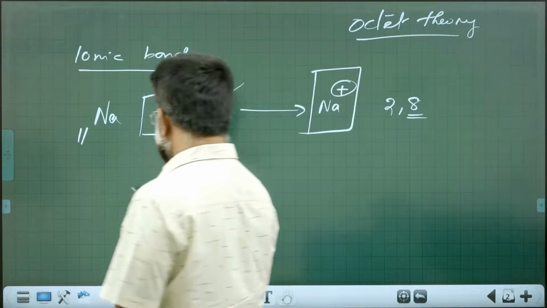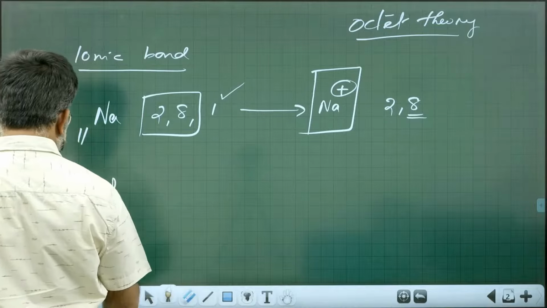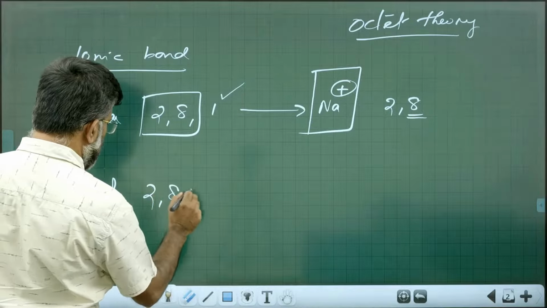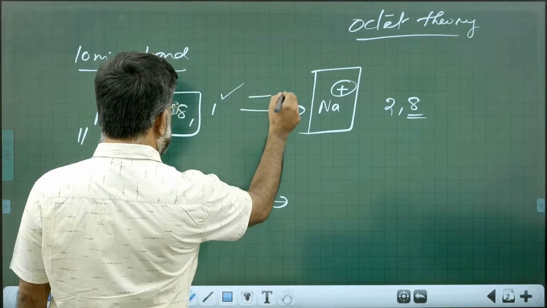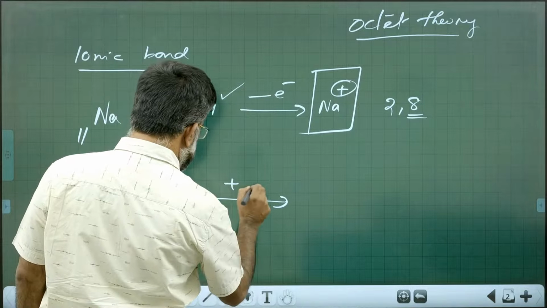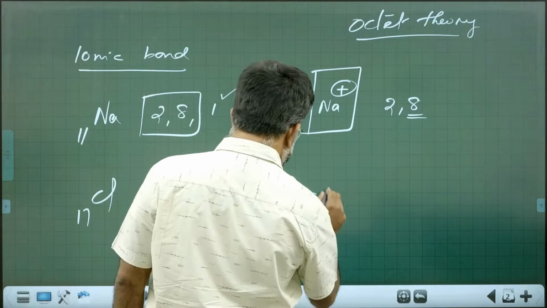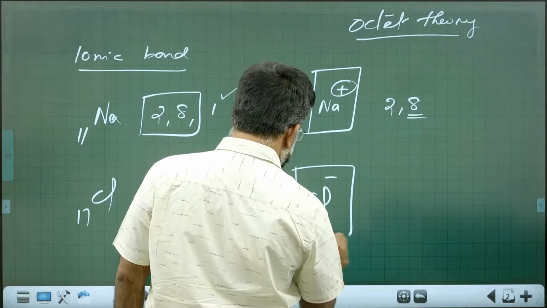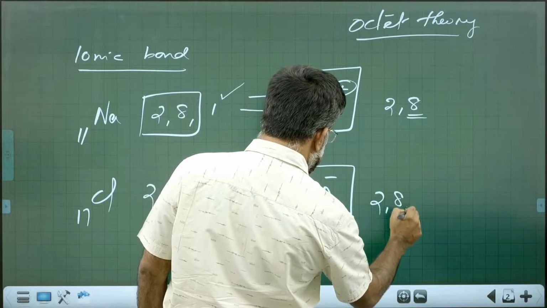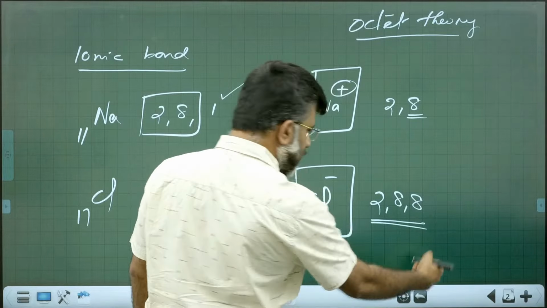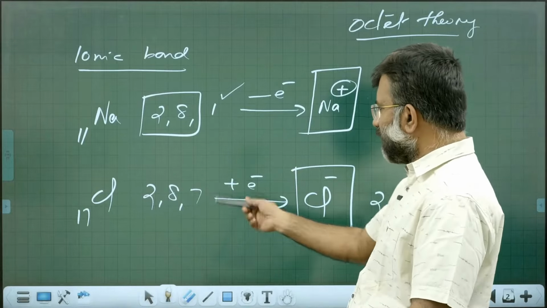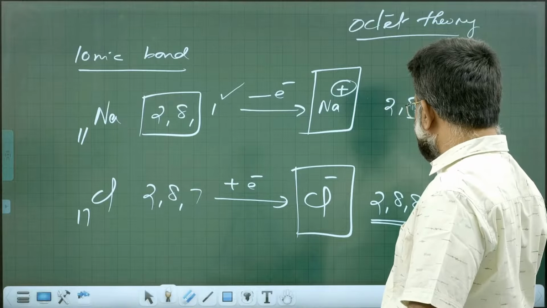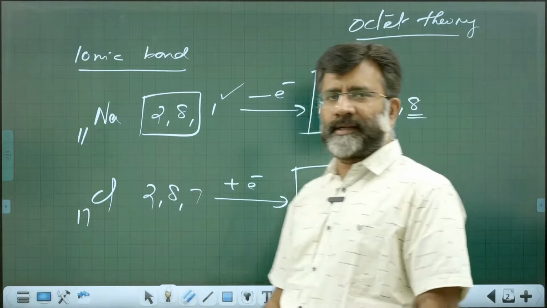Meanwhile, if you take chlorine, atomic number 17, it is 2,8,7. This is losing one electron. It will accept one electron. This is accepting one electron and is converted to an anion. Thereby, this also gets 2,8,8 system. Now, once again, you can see 2,8,7 turns 2,8,8. It is getting octet in the valence shell.